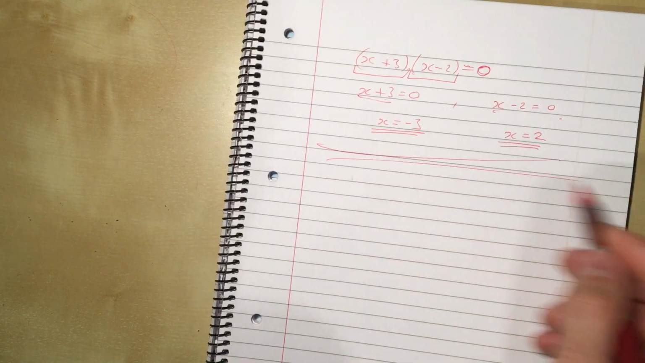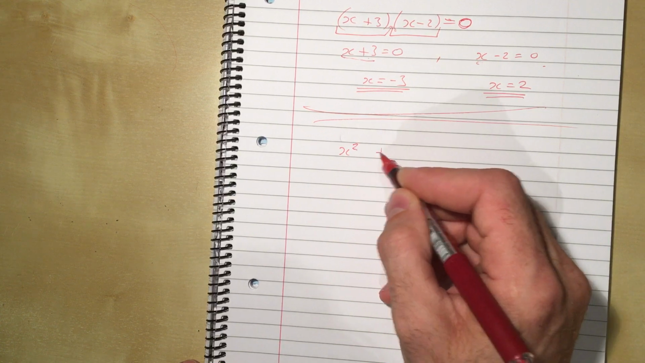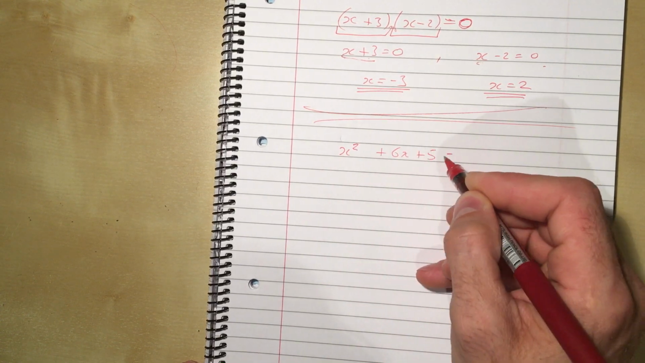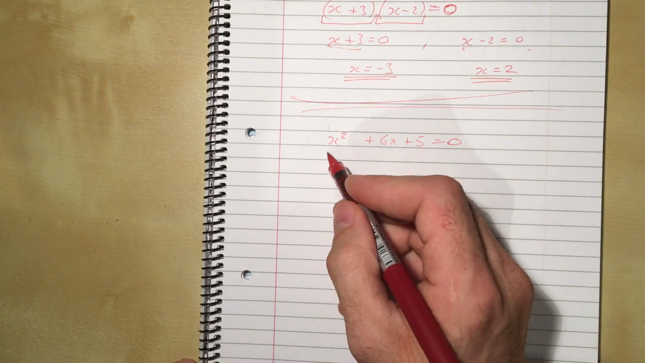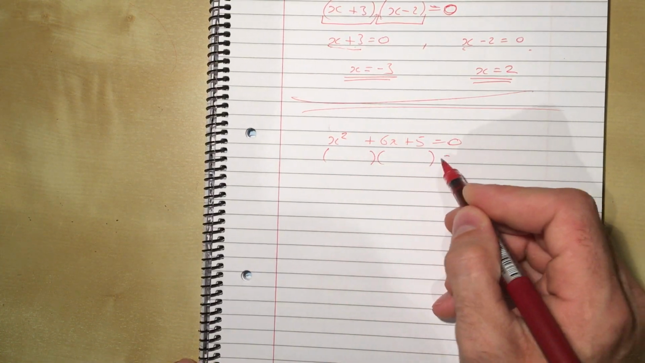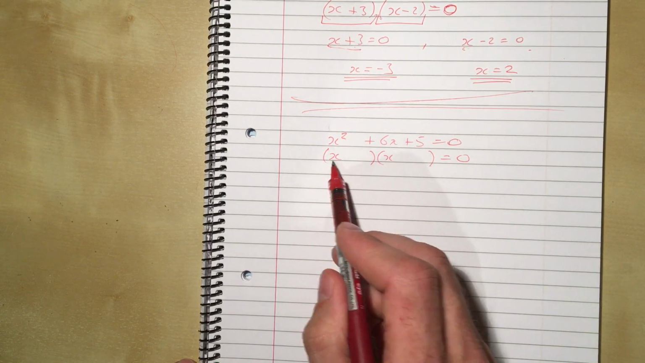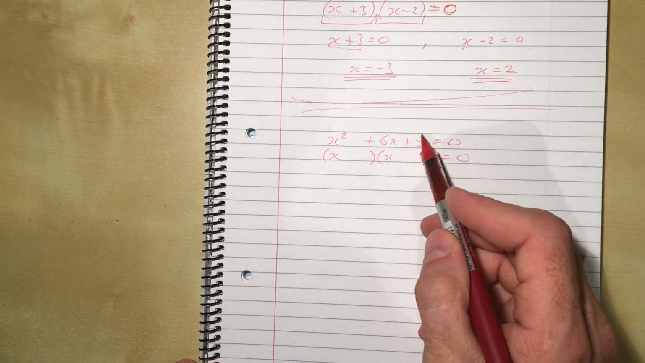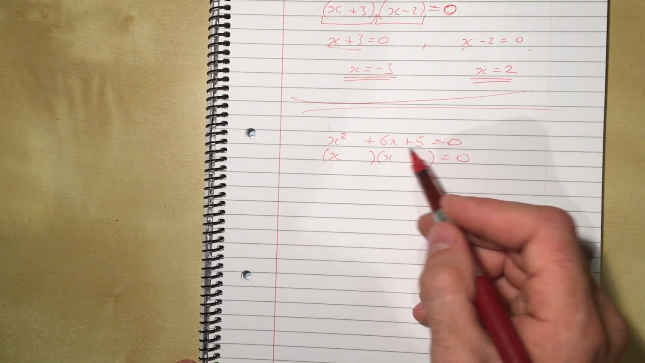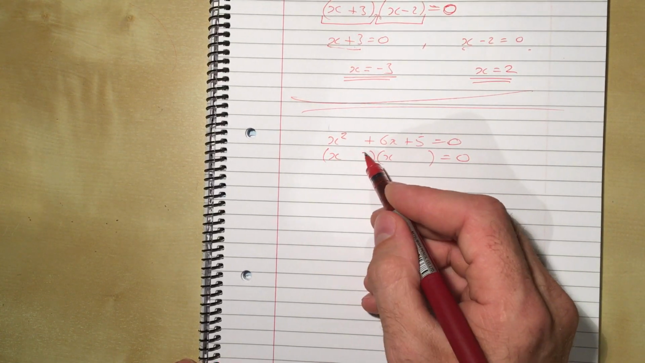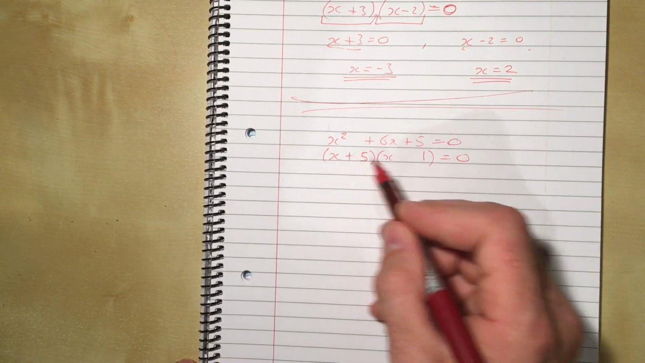What if our equation isn't factorised? Well, in that case, we've got something like x squared plus 6x plus 5 equals 0. We've got a quadratic which will factorise. Now, how we factorise the quadratic expression is a separate question, but let's assume that we can factorise this. Just quickly, x times x would give us the x squared. Two numbers that times together to make the 5 and add together to make the 6. So 5 and 1. 5 and 1 times together to make 5 and add together to make 6.